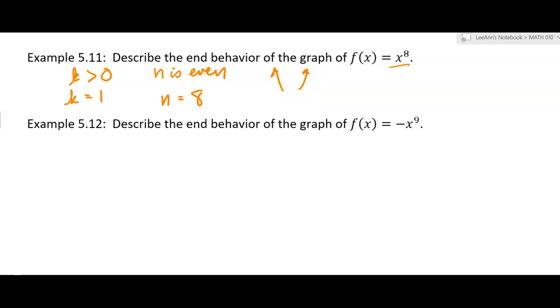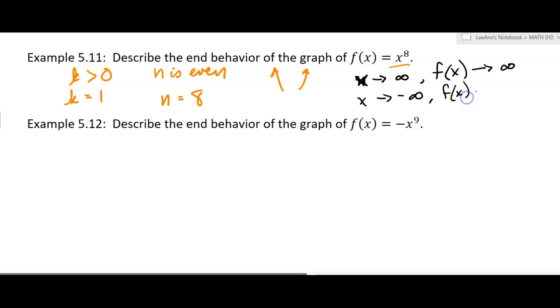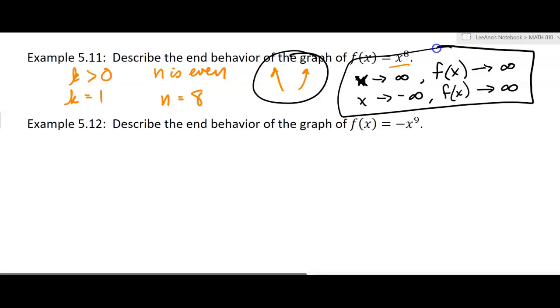Now, if we want to use the notation, we would say as x approaches infinity, f of x approaches infinity. Not equals, approaches. And as x approaches negative infinity, f of x also approaches infinity. So you could write it that way with the notation. Some books will let you just do this. Some books want the notation. So I don't really care, but I wanted to show you both.